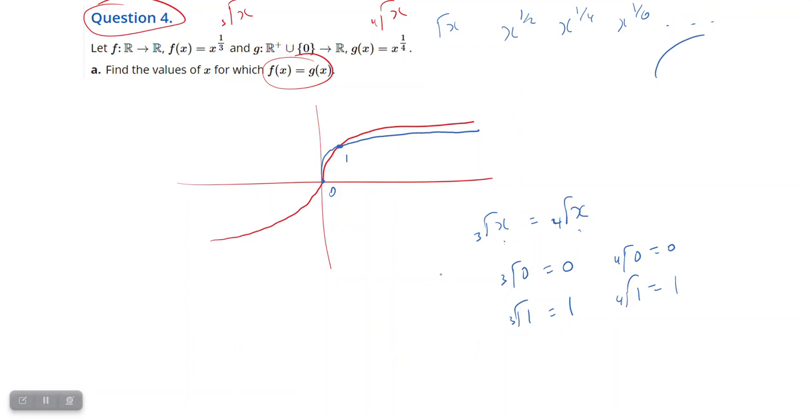So therefore, for it to satisfy the condition, x has to be 0 and 1. Okay, and then when you draw the graph, that's essentially where the intercepts will lie. Okay, so hopefully that explains how you do that question.